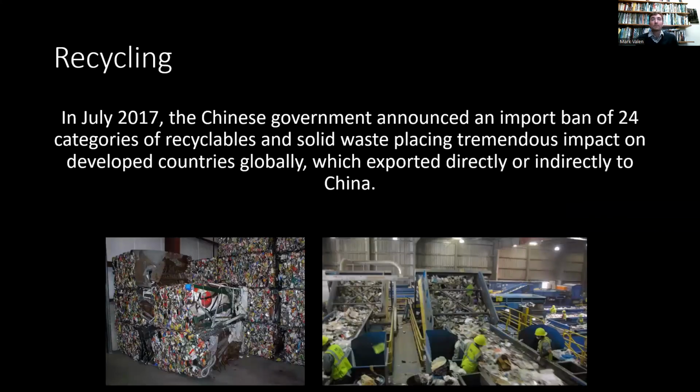they collect. So starting in July of 2017, the Chinese government announced an import ban of 24 categories of recyclables and solid waste. And this has placed tremendous impact on developed countries globally, which had created their recycling systems based on exporting either directly or indirectly to China, where those goods were then manufactured into new products. And to this day, we have not really solved the problem.